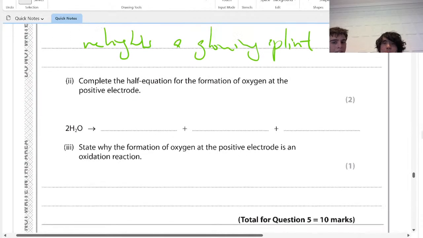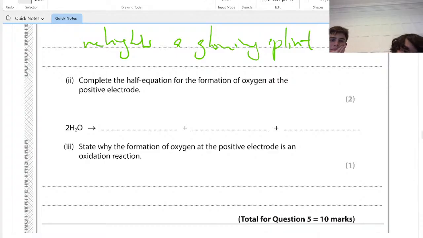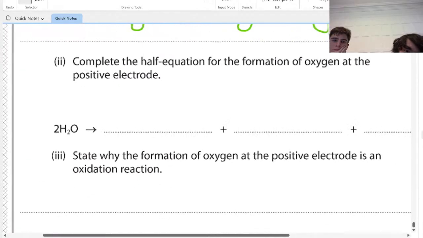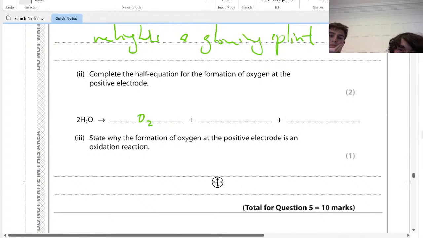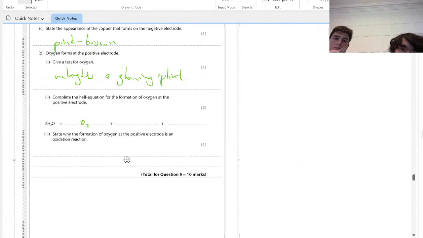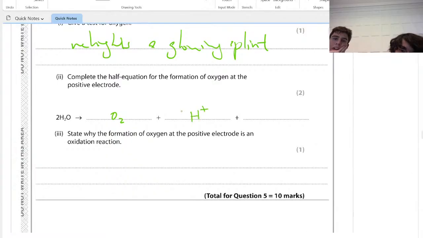Complete the half equation. Oh dear, that's actually difficult. Formation of oxygen at the positive electrode. So firstly, we're going to make oxygen, aren't we? And then we're going to make H plus. So we need 4H plus and 4e minus.